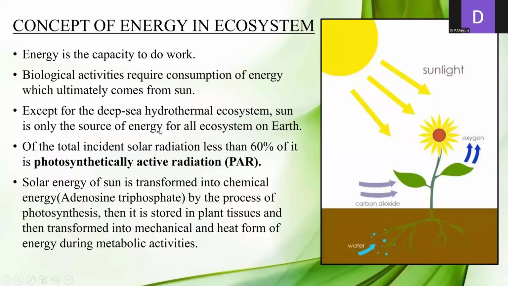That is energy. Okay, energy flow in an ecosystem. So generally, we already know that energy is the capacity. And so what does energy mean? It is the capacity to do work. So generally, the biological activities which require consumption of energy ultimately get it from the sun. The main source of energy in an ecosystem is solar energy.